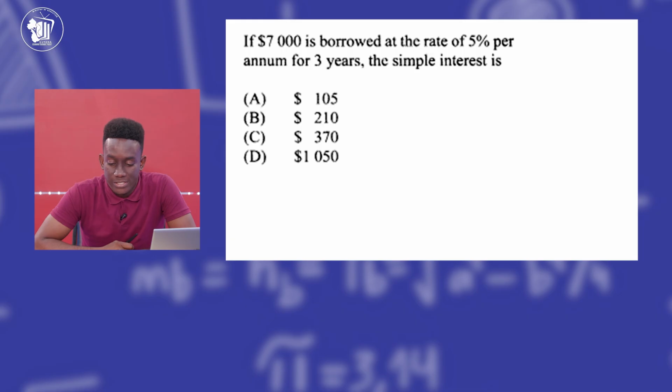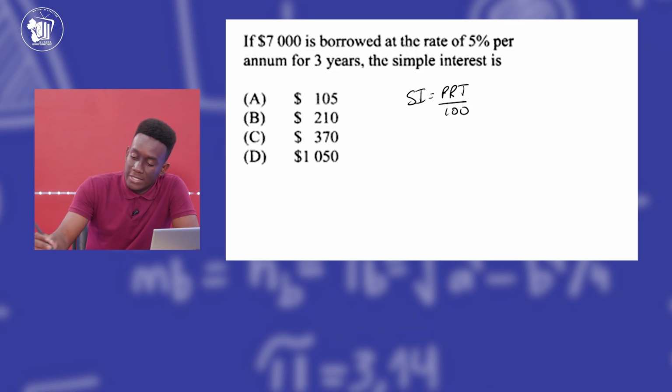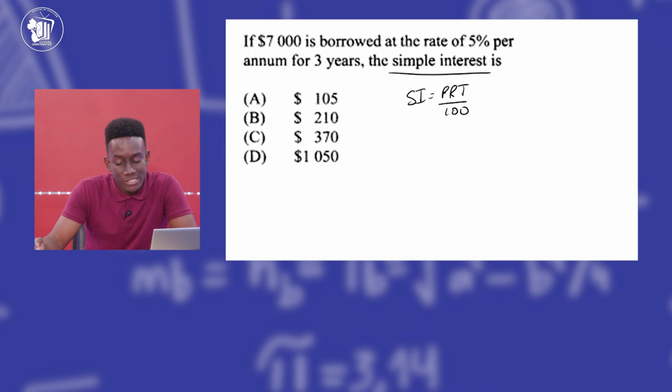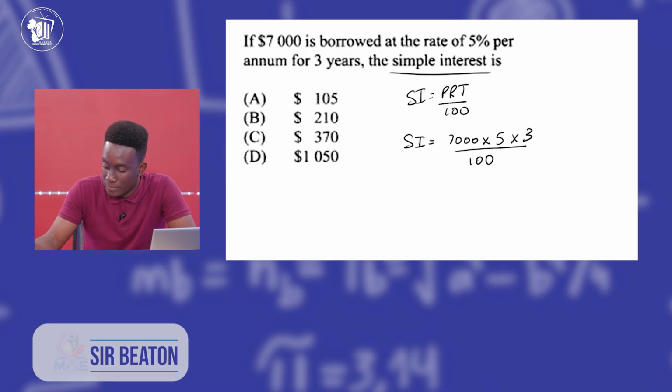So the next question says, if 7,000 is borrowed at a rate of 5% per annum for 3 years, the simple interest is, so we know the simple interest formula is PRT over 100. In this case, we want to find the simple interest. So the simple interest would be the principal, which is the money borrowed or invested, which is 7,000 in this case, multiplied by the rate, which is 5% per annum, multiplied by the time, which is in years, which is 3 years, all divided by 100.